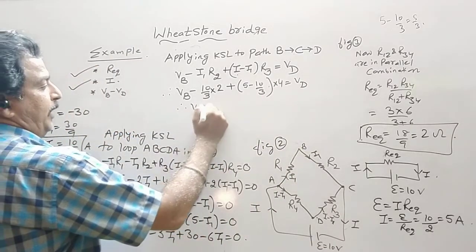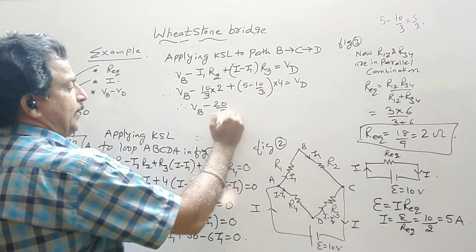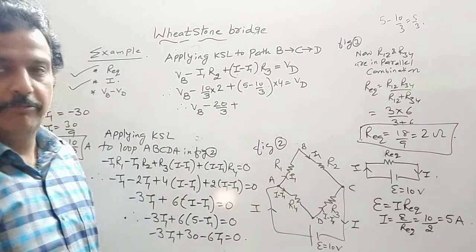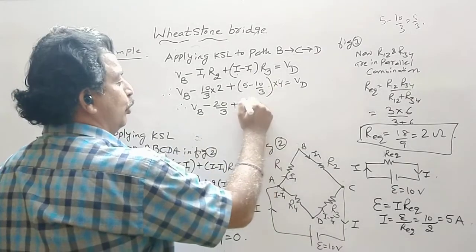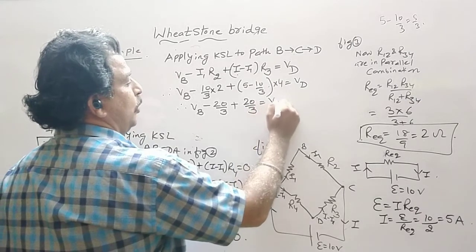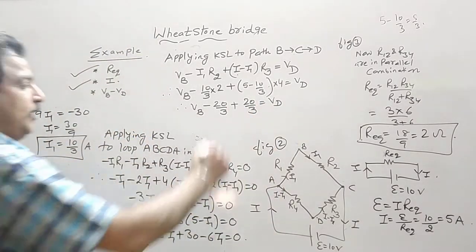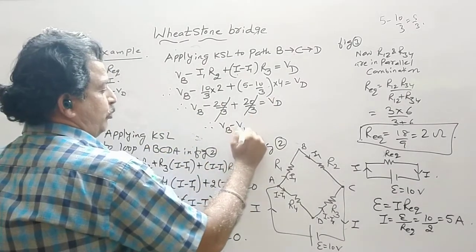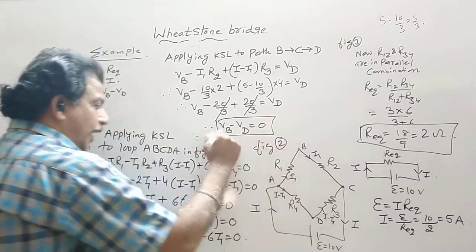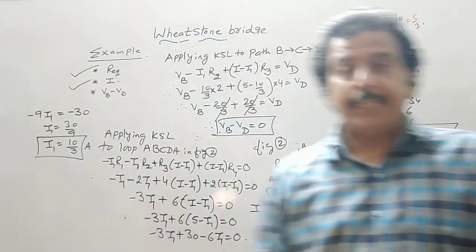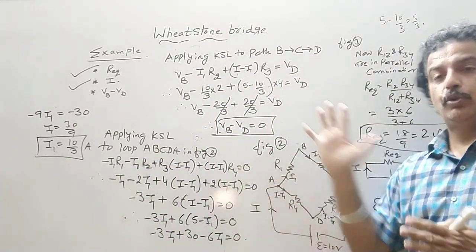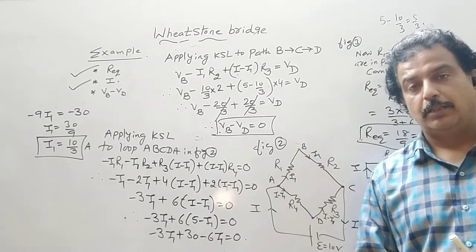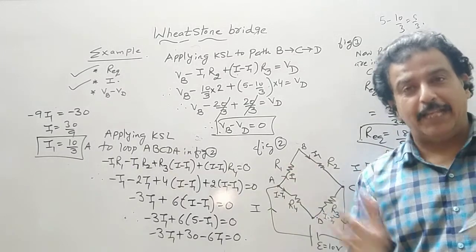Therefore, VB minus 20 by 3 plus, now this is equal to 15 minus 10, 5 by 3, this is 5 by 3 into 4, 20 by 3, is equal to VD. So you see that this is cancelled. Therefore, VB minus VD is equal to 0, and the potential at B should be equal to the potential at D, and therefore that R5 becomes ineffective.